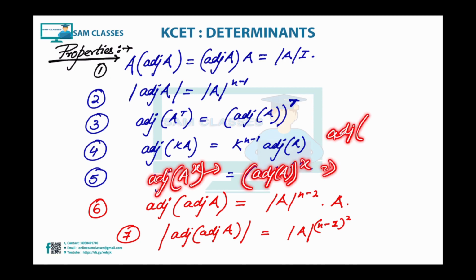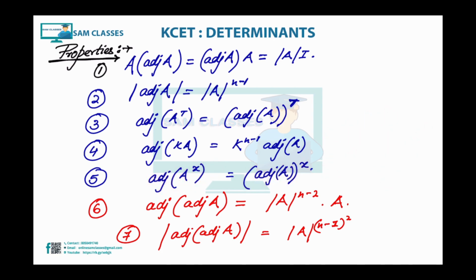Okay, so if I'm finding the adjoint of A square, don't get confused, sir. It's basically simple. Adjoint of A, you find it out, square it out now. Now adjoint of A is nothing but determinant of A whole power n minus 2, where n is the order, into A.